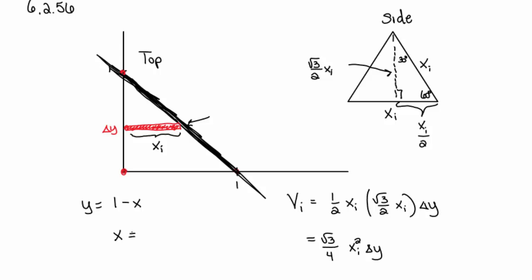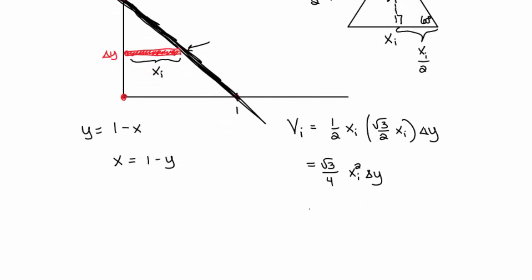x is the same thing as 1 minus y. So whenever I see an x value, which I see one in my volume formula, I will replace that with 1 minus y sub i. And that is my volume formula.